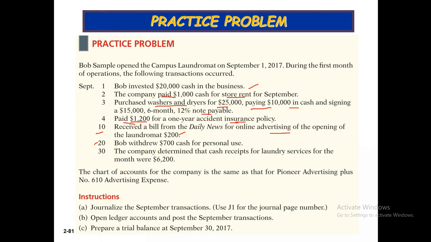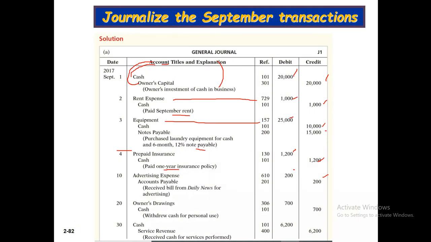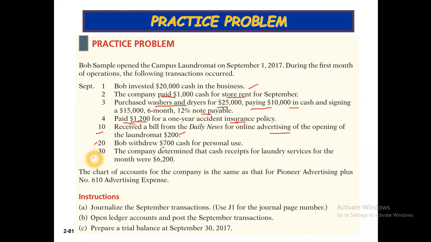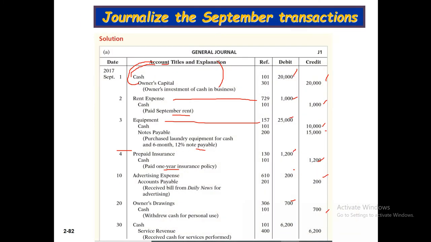September 20, Bob withdrew 700 cash for personal use. For this personal use, our drawing will be debit and cash will be credit. September 30, the company determined that cash received for laundry service for the month was 6,200. This is our revenue. So we know that cash debit and revenue credit. This is our cash debit, this is our revenue credit. That means received cash for service performed.